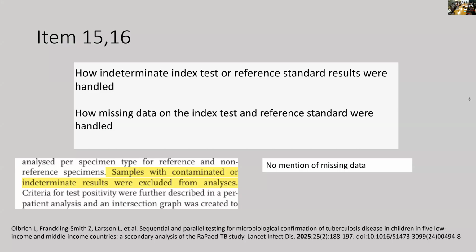Okay, so the next important question is how the indeterminate index test or reference standard tests were handled and how missing data was handled. Now, in the study, there is no mention of any missing data at all. So they have not even told us how it was handled. They have written that samples with indeterminate results were completely excluded from the analysis. So that will also result in some bias.